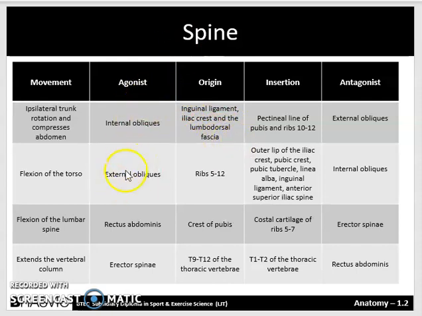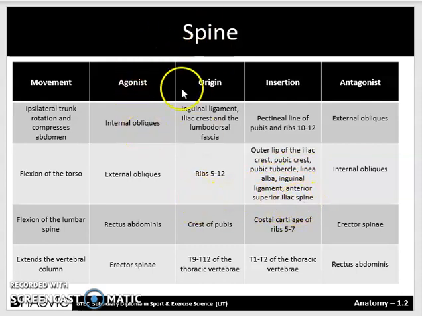When the antagonist of the spine is the external obliques, the antagonist will be internal obliques. The movement will be flexion of the torso. The origin would be from ribs 5 to 12, and the insertion would be the outer lips of the iliac crest, pubic tubercle, linea alba, inguinal ligament, anterior superior iliac spine.